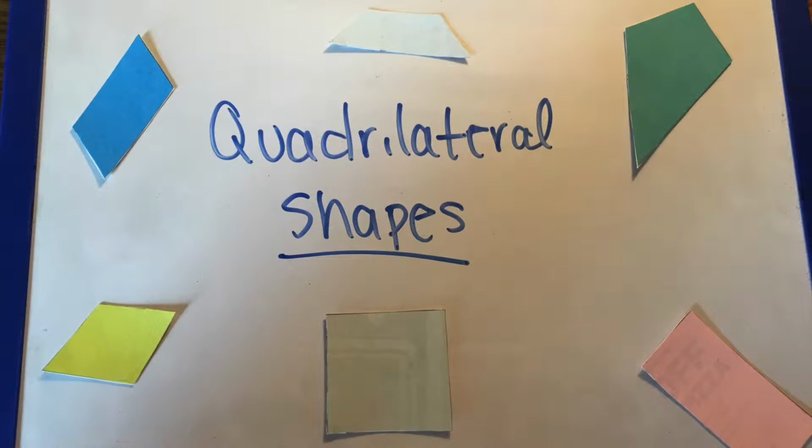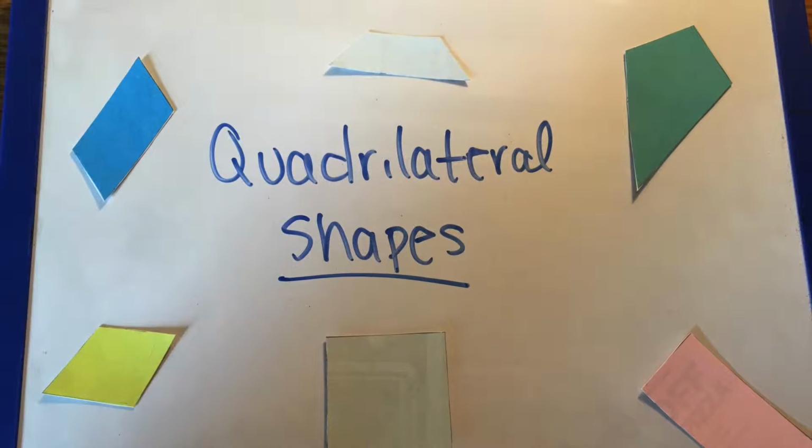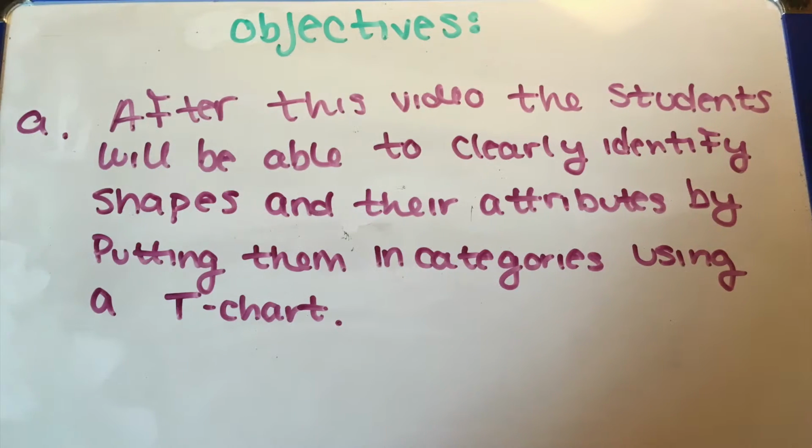Today we will be learning about quadrilateral shapes and the qualities and characteristics that make them up. For today's lesson, we will have a number of objectives that we hope to achieve by the end of this video. Objective A. After this video, the students will be able to clearly identify shapes and their attributes by putting them in categories using a T-chart.